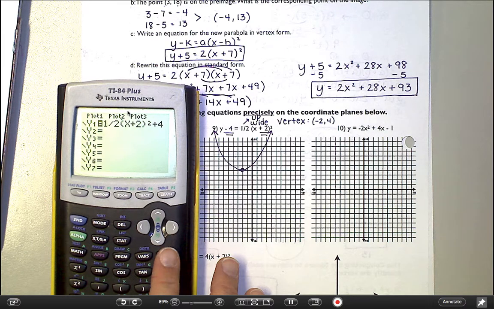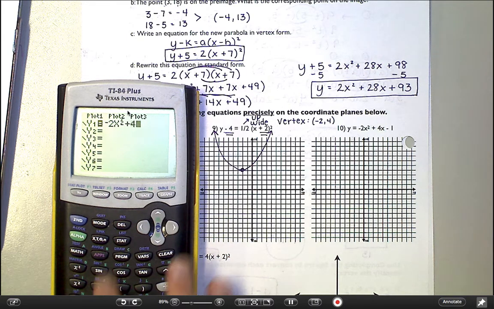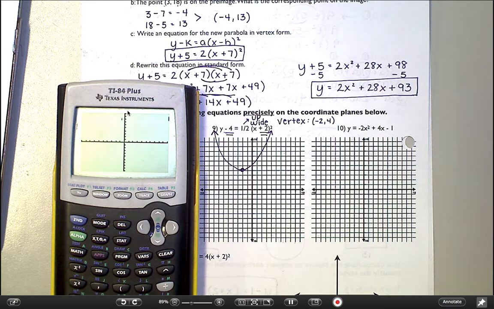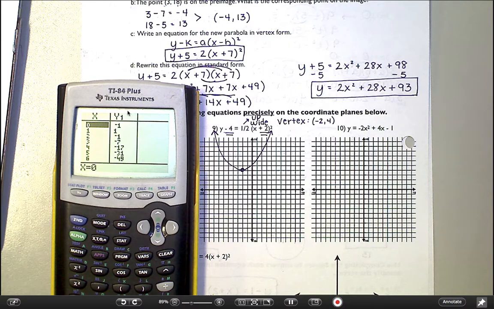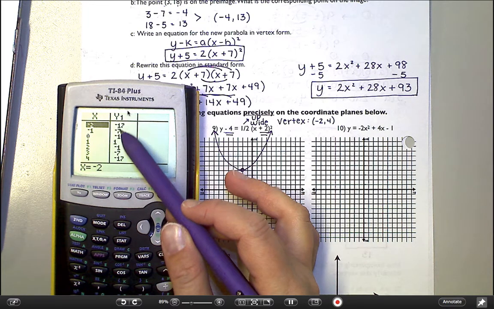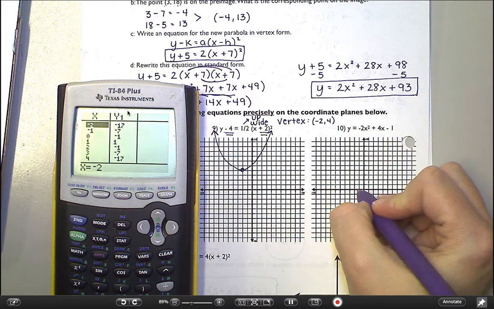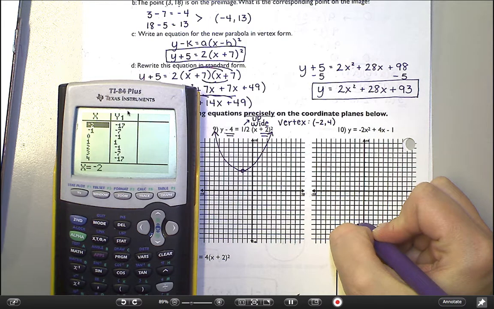And then for number 10, let's graph negative 2x squared plus 4x minus 1, just to get an idea. So this is what our picture should end up looking like. Go into our table. And again, we can just kind of pick and choose the numbers we like to graph. So negative 17 might be hard to graph, but negative 1, negative 7 isn't too bad. That'd be right here.